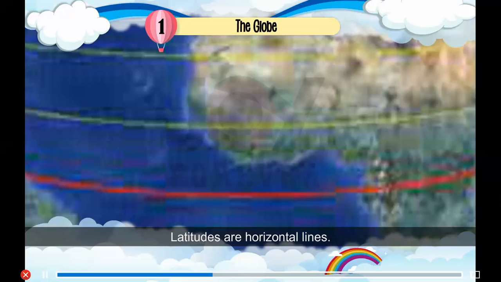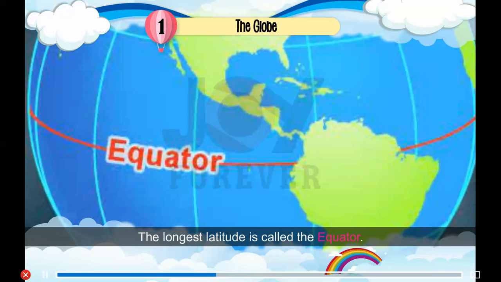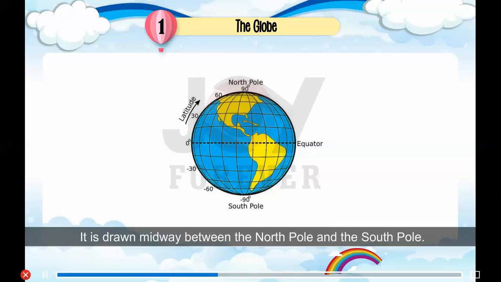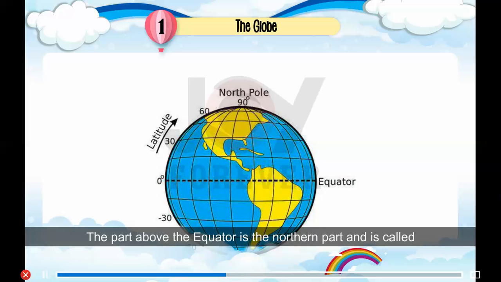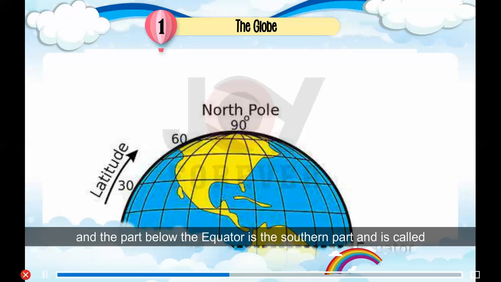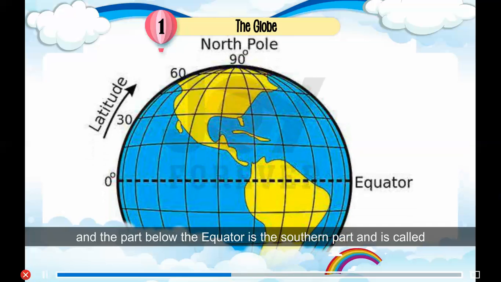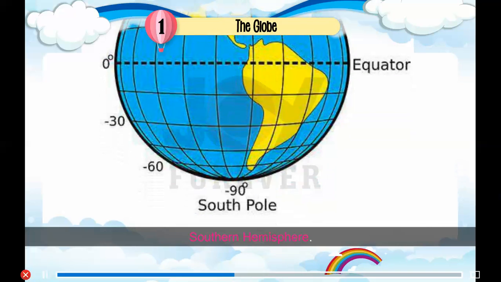Latitudes. Latitudes are horizontal lines. The longest latitude is called the equator. It is drawn midway between the North Pole and the South Pole. Thus, this line divides the Earth into two parts. The part above the equator is the northern part and is called Northern Hemisphere. And the part below the equator is the southern part and is called Southern Hemisphere.